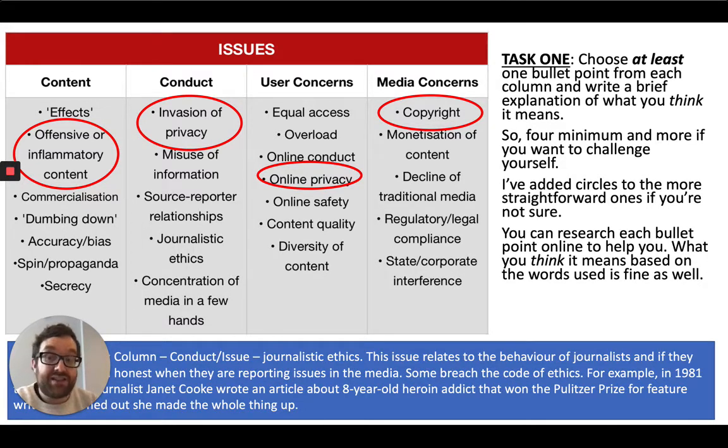So these are the things that the media themselves might be concerned about. So copyright, do they own the copyright to something, therefore they can make money from it? Monetization of content, how do we make money from everything that we can? So that's what a media company wants to do. They don't want anything on their books that they can't monetize. The decline of traditional media is something that they're worried about.